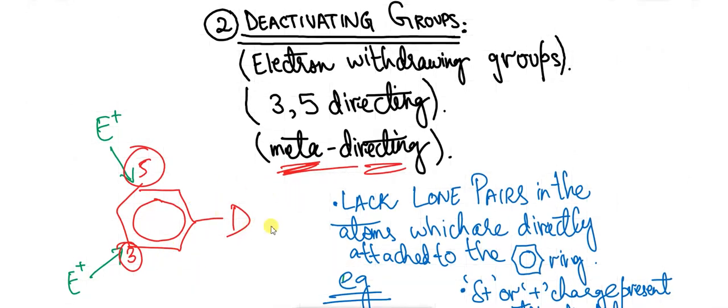They are deactivating because these groups are electron withdrawing groups. What they'll do is cause the electron density of the benzene ring to move towards themselves. They'll basically attract the electron density towards themselves, and as a result, the electron density in the benzene ring will decrease. When the electron density in the benzene ring decreases, the benzene ring will become less reactive towards incoming electrophiles.